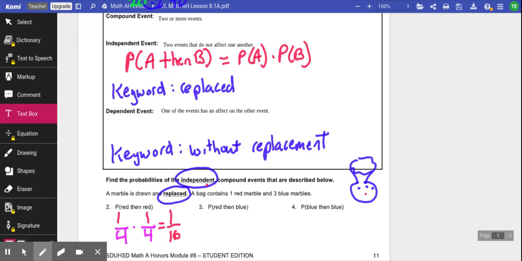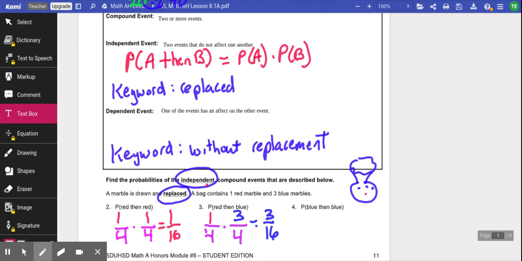Okay, next one. Probability of red then blue. So again, I have 2 things that are going on. Each time, because I replaced the marble, there's 4 things in the bag. My chance of getting a red the first time I pull is 1 out of 4 because there's 1 red in the bag. And then my next time I want to pull a blue. Well, there are 3 blues in the bag. So when I multiply that, I get 3 out of 16.